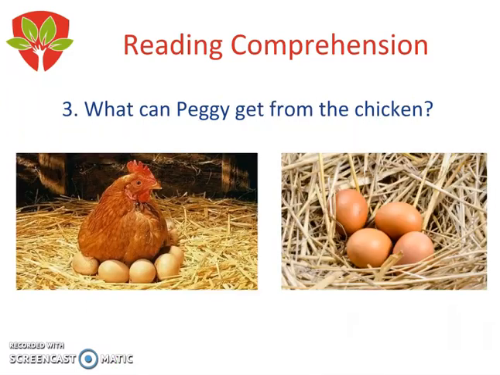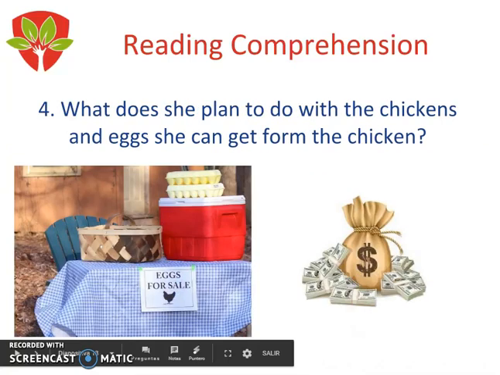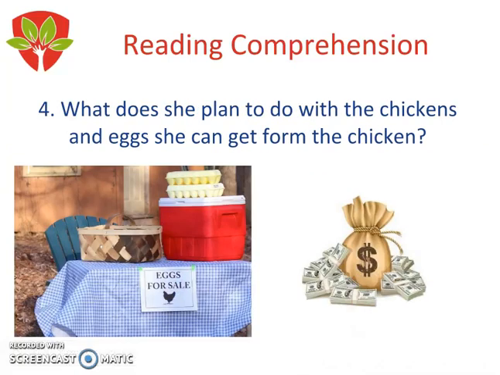Let's go. What can Peggy get from the chicken? In this question, I told you that you need to pay careful attention to the pictures that we have, because the pictures are like hints for you. So, what can Peggy get from the chicken? Eggs. Look at this. Eggs. Next one. What does she plan to do with the chickens and eggs she can get from the chicken? So she's planning to sell the eggs from the chickens.